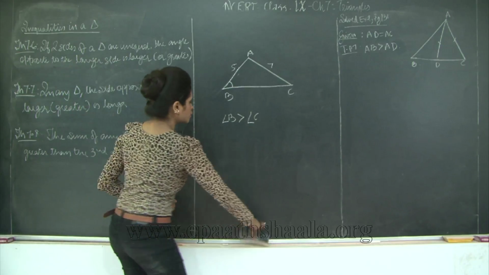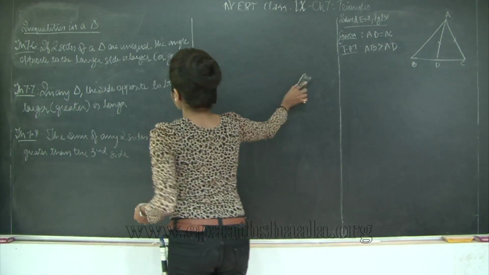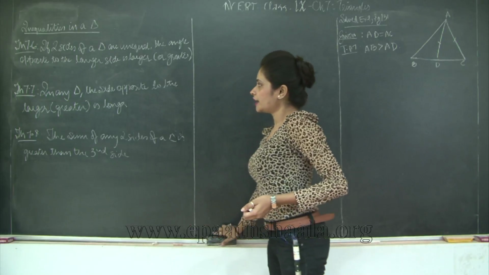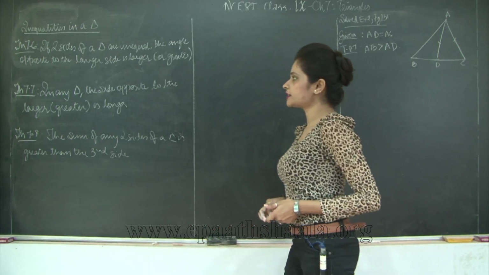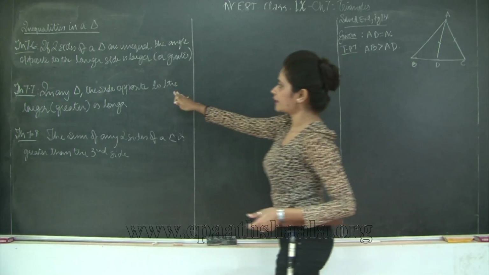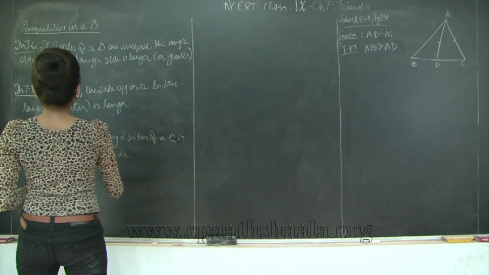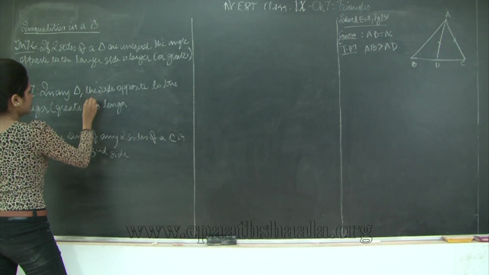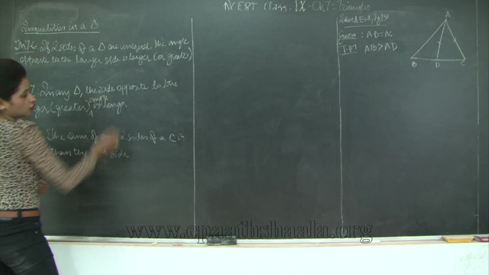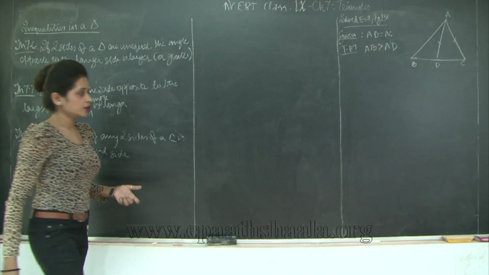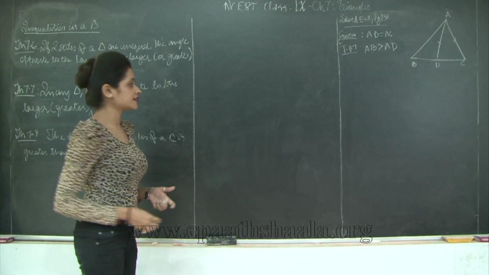Right? Now let's move on to theorem 7.7. Now in any triangle, the side opposite to the larger angle is greater. The side opposite to the larger angle is longer. That means if you've been given an angle which is large, you will find that the side opposite it is large.